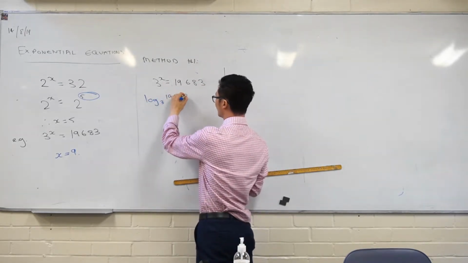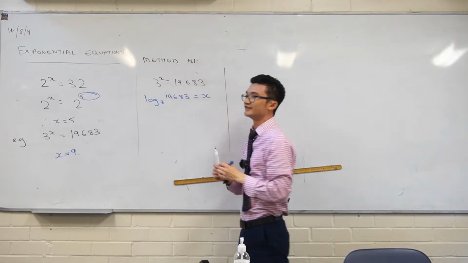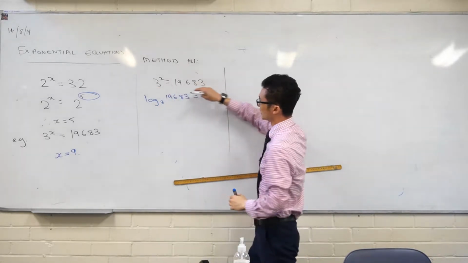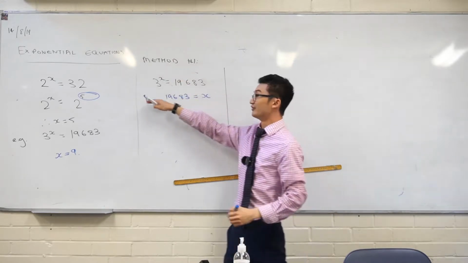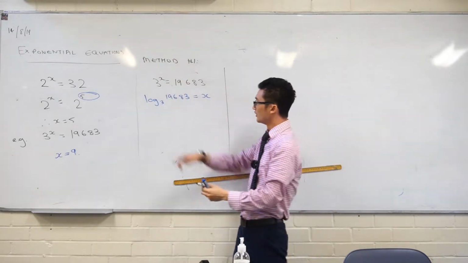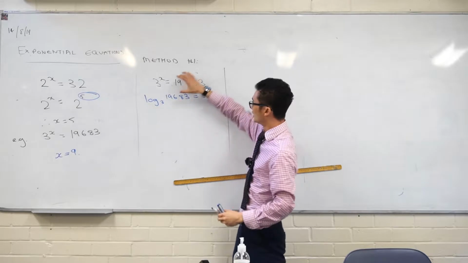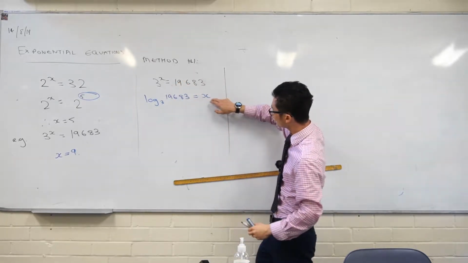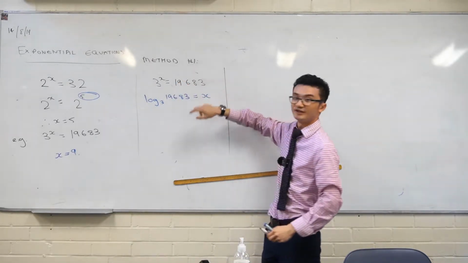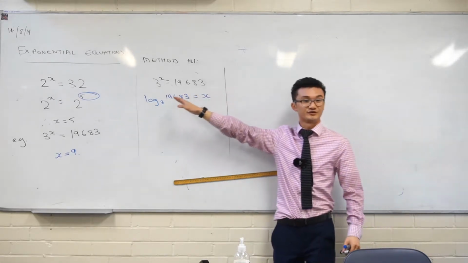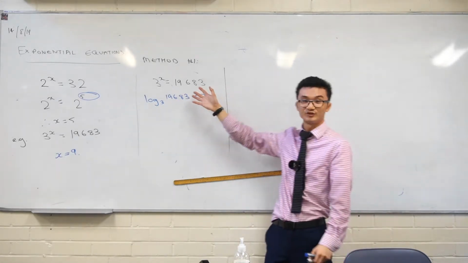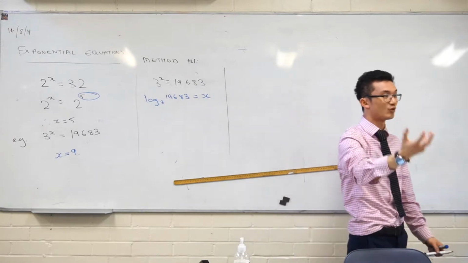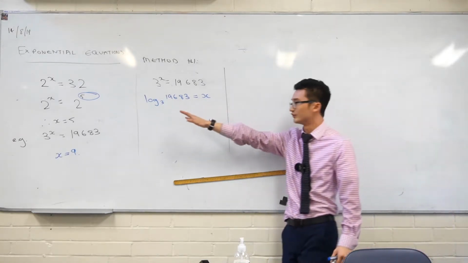First of all, you have to be comfortable with this: when I go from exponential notation, something to the power of something, and I rewrite it by introducing logs, the base always stays the base, the result goes in here, and then your exponent ends up on the other side of the equation, which is really what logs find. They find what power is required. So you need to be comfortable with that first of all.